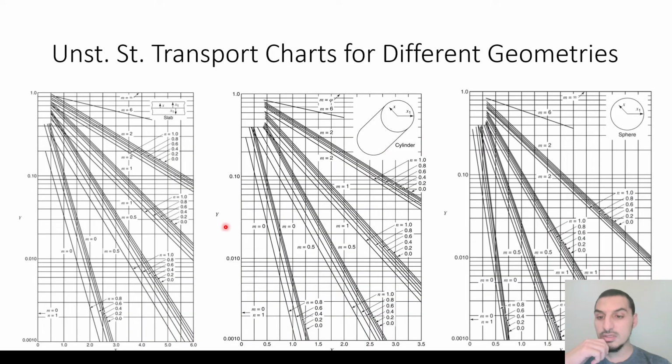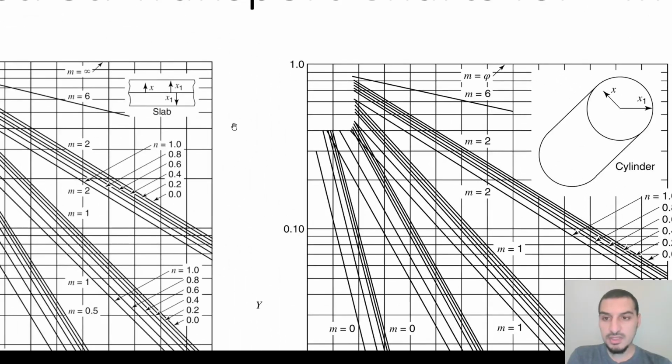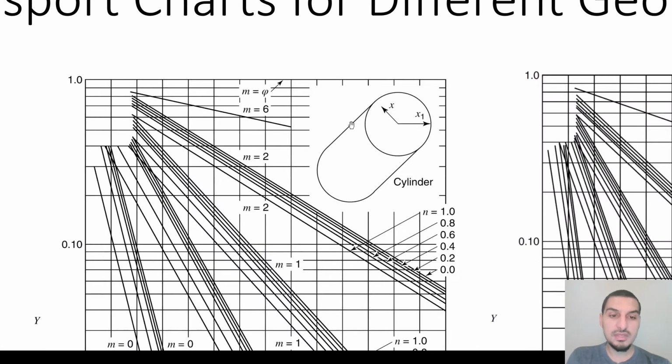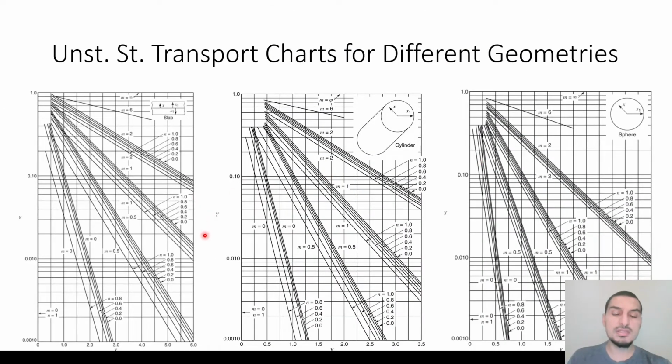So these are the shapes of the charts. We have three charts: one for the slab, one for the cylinder, and one for the sphere. You see at the top right corner of each one of them, it gives you a schematic of the shape. It shows you not only that this is for the slab, it tells you where is x and where is x1. The same for the cylinder and the sphere. So in case you forgot the meaning of x1, this is a quick reminder to refresh your information.